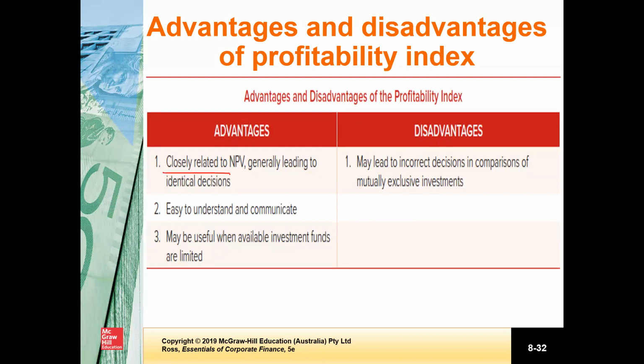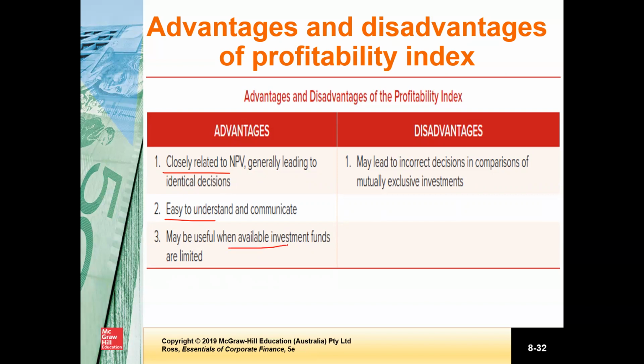So as I already mentioned, profitability index is closely related to NPV. Okay. Generally leading to identical decisions, because as I already said, profitability index greater than 1 means a positive NPV project, so they must provide identical decisions. And this is also easy to understand, because greater than 1, less than 1, accept, reject, so easy to understand and easy to communicate. Okay.